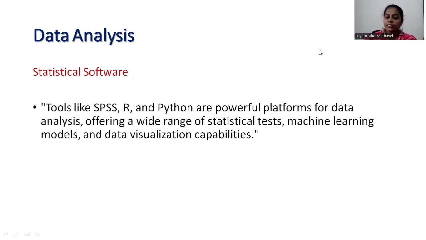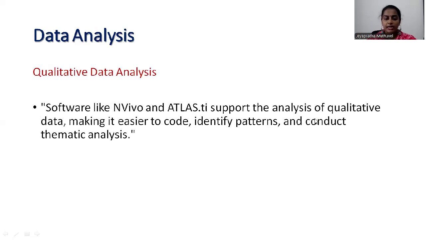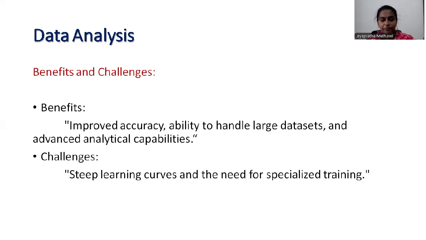And then qualitative analysis, that is in the next slide. For qualitative data analysis, we have NVivo, which is software for qualitative data analysis, including coding and thematic analysis. Then ATLAS.ti, a tool for analysis supporting coding and visualization. MAXQDA is software for mixed methods and qualitative research, supporting text analysis and coding. We use these for qualitative data analysis.